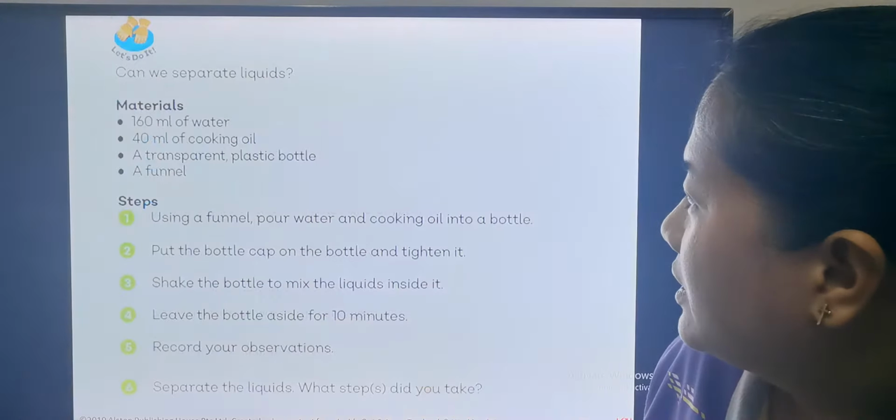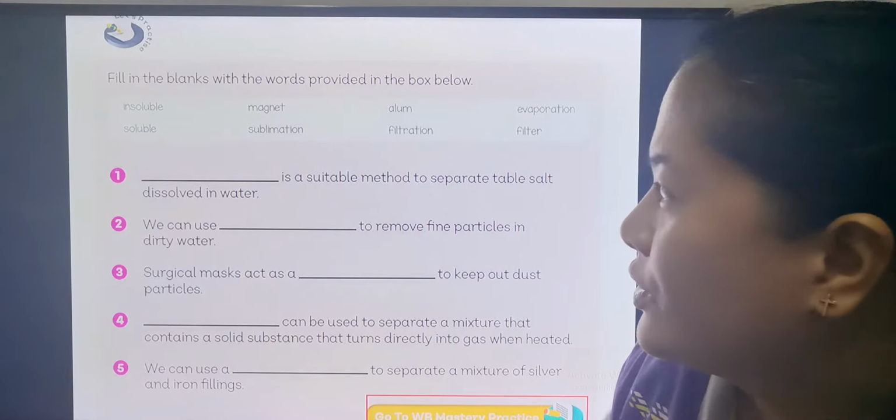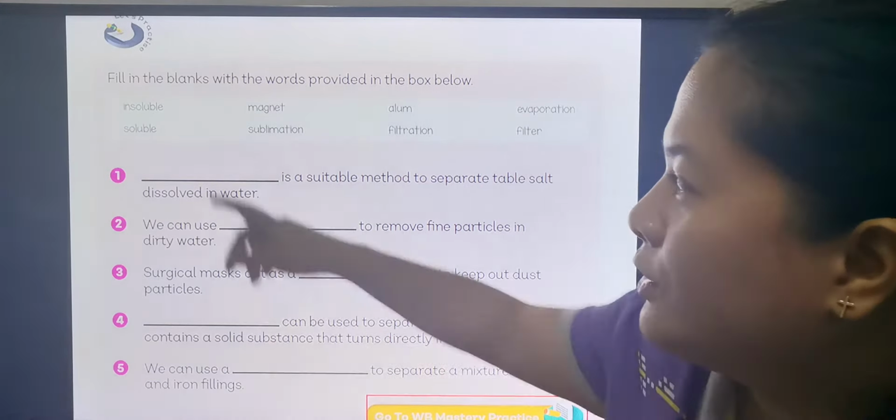For today, as a review, I want you to answer your student book, page 42. You answer by yourself. 5 items, you have 8 choices. You look for the meaning of these vocabulary words and then you try to answer. Number 1 is a suitable method to separate table salt dissolved in water. What are you going to use to separate salt from water?